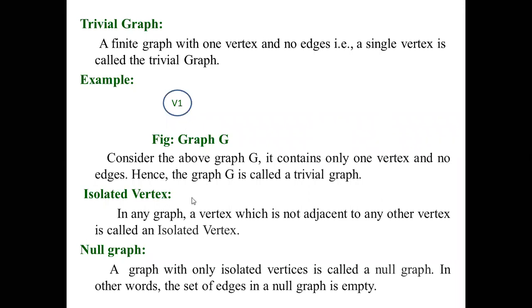Isolated vertex. In any graph, a vertex which is not adjacent to any other vertex is called an isolated vertex. We already discussed this. Next, null graph. A graph with only isolated vertices is called a null graph. That is also called an isolated graph. In other words, the set of edges in a null graph is empty.